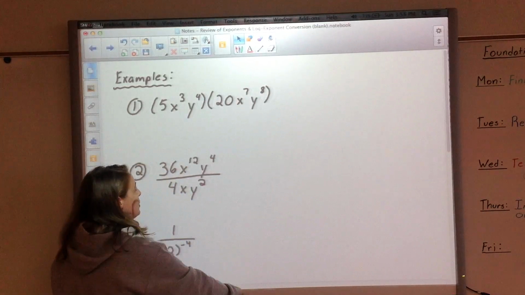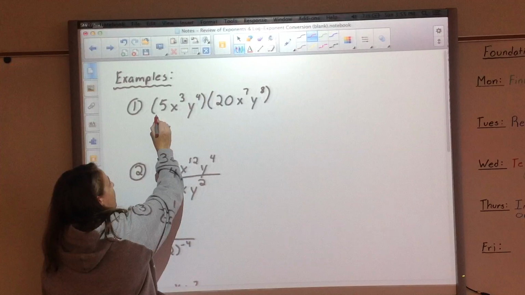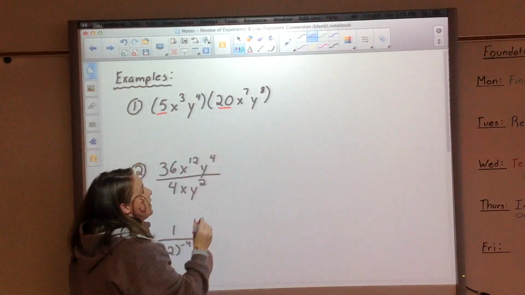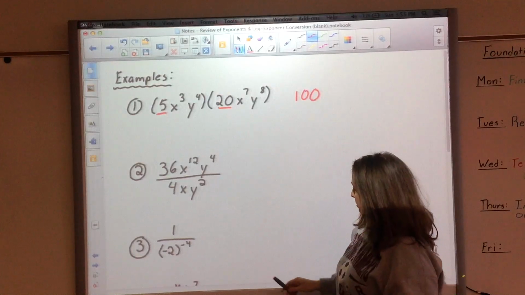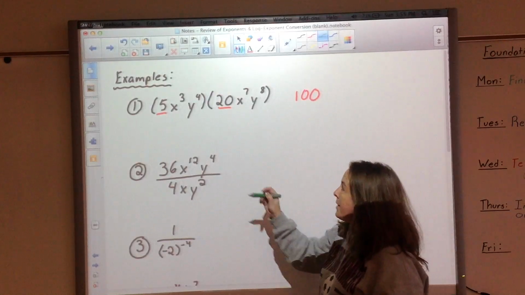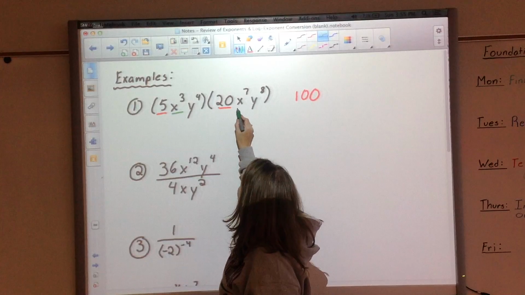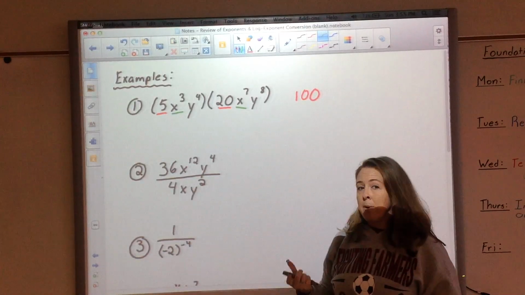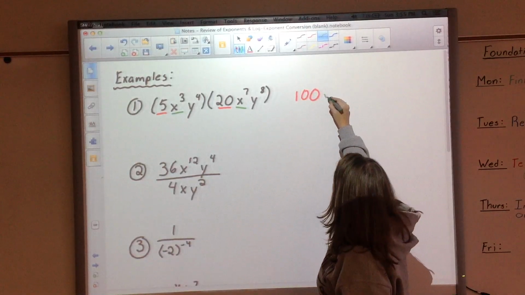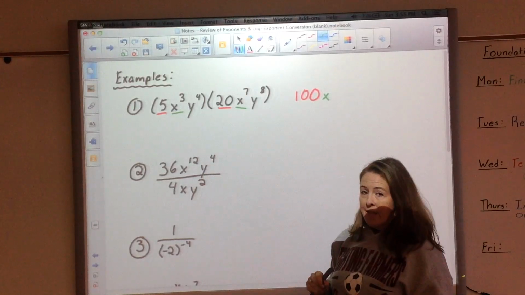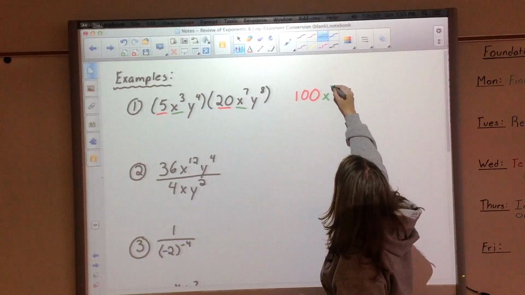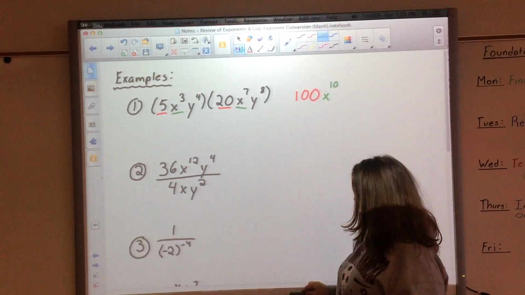The first thing that we're going to do is look at our numbers. So we have 5 and 20. If I multiply that together, I'm going to get 100. Then I take a look at my x's. I have x to the 3rd times x to the 7th. My bases are the same, so I keep it as a base of x, but then I'm going to add the exponents together. So this would be 7 plus 3 is 10.